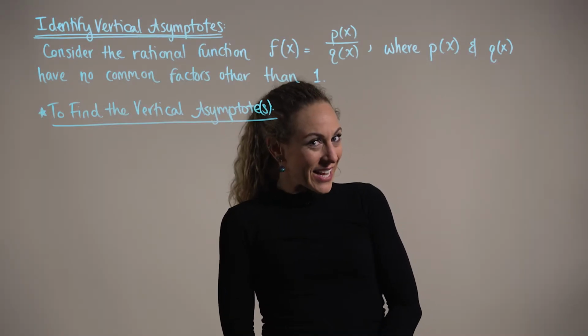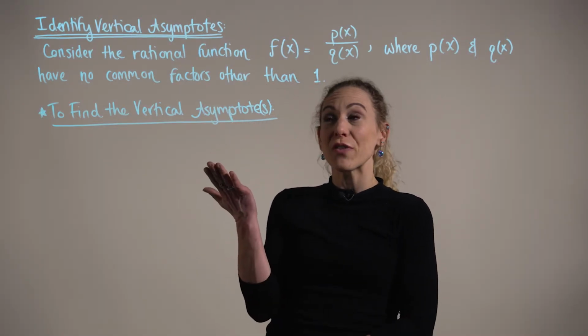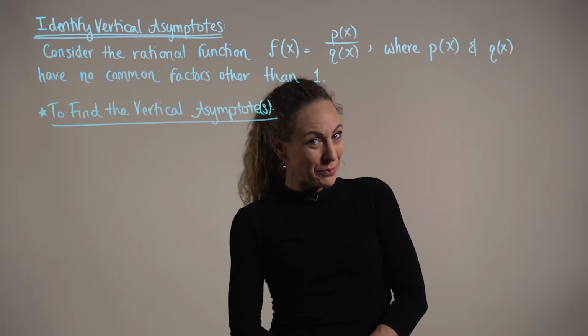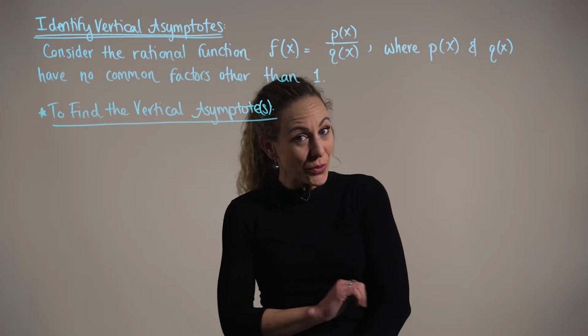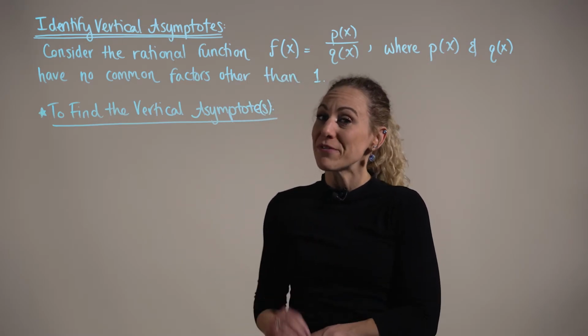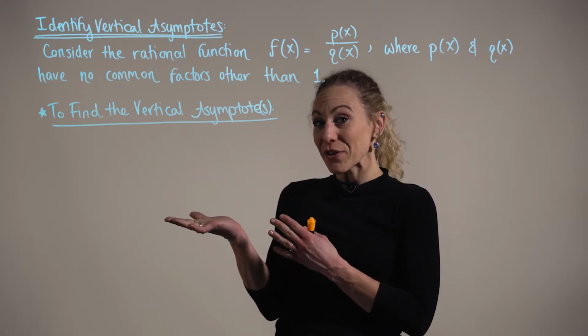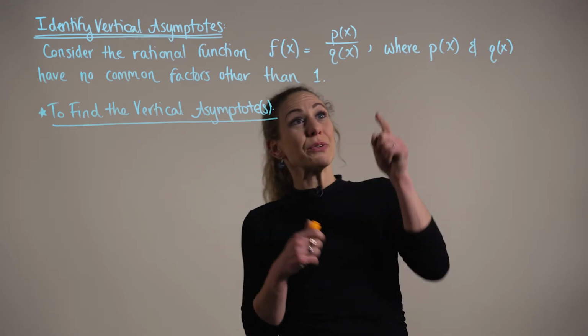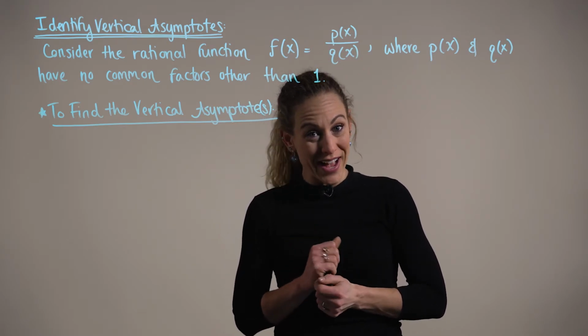So to help us in identifying vertical asymptotes, let's consider a rational function defined as f of x is equal to p of x by q of x, where both p and q are polynomials, and these two polynomials have no common factors with the exception of 1. Then, to find the vertical asymptotes, we simply need to set the denominator q of x equal to 0 and solve for x.